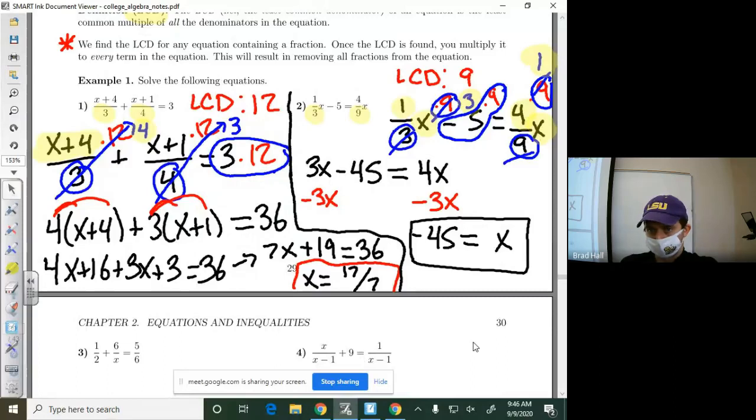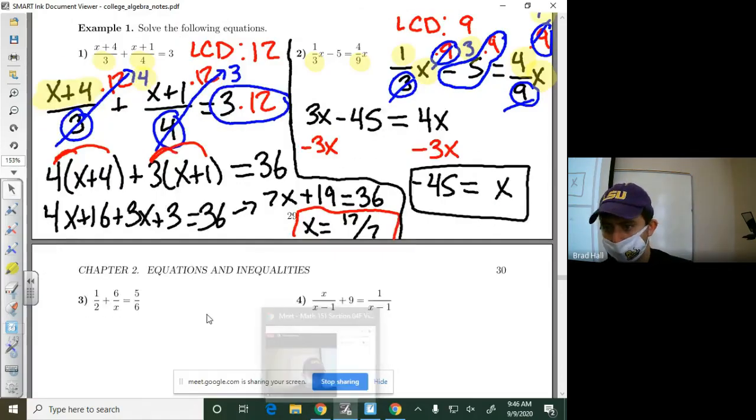Does anyone have any questions about either of these two, where all the denominators are numbers? It's pretty much this process. You find the least common denominator, apply just like this, and it should work out very nicely if you applied everything correctly. Let's go ahead and move on.